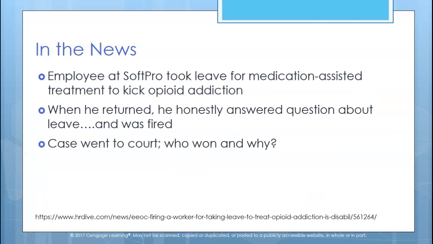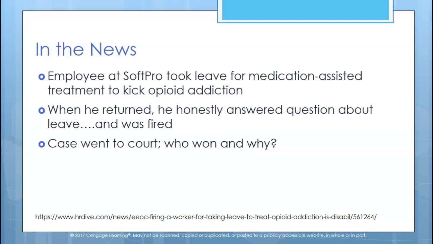Here's something else that was in the news as of late. We had an employee at a company called SoftPro, which was a software company, who took medical leave, just like you can take sick time. I'm taking 2 weeks off because I need to get health care. He came back to work, and he was questioned, okay, you had 14 days out, where were you? And he answered honestly. I was at a rehab clinic because I've got an opioid addiction. His employer fired him, and the case went to court.